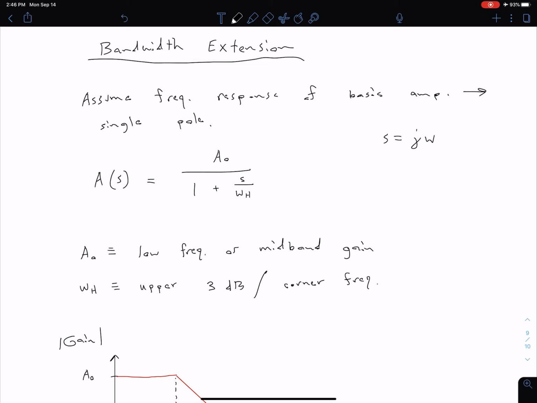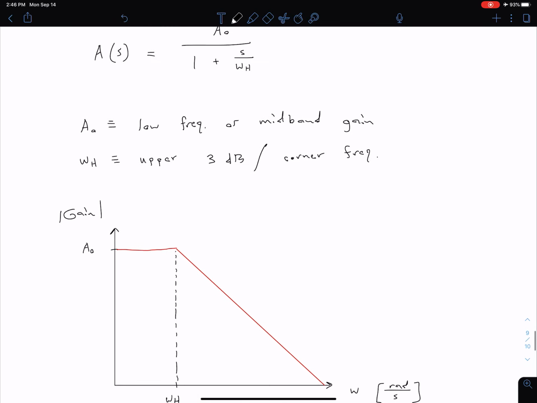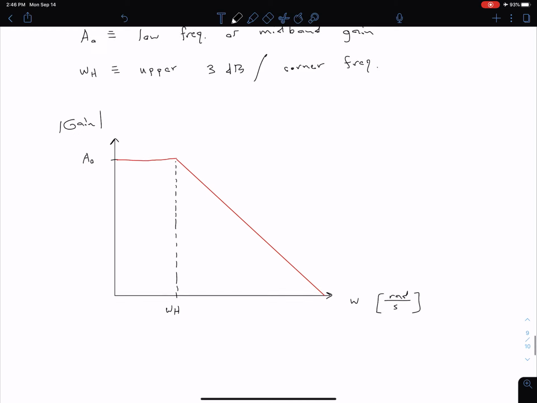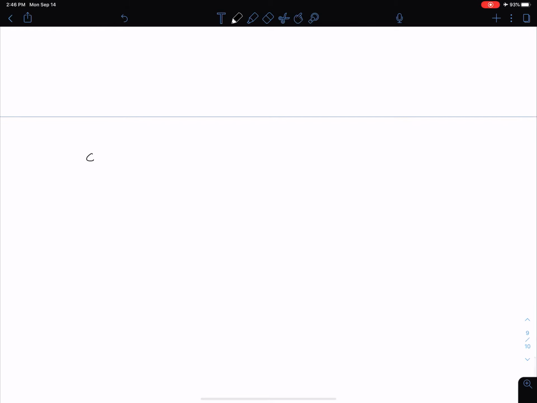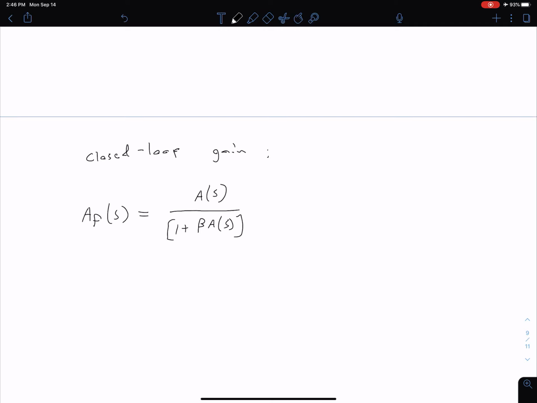So let's express our closed loop circuit gain for this open loop expression here. Let's take this expression and determine what our closed loop gain would be. Our closed loop gain can be expressed as A sub f of S, which remember is J omega. That's just going to be A of S divided by 1 plus beta times A of S. That's because we're still just using that basic feedback topology from last time.